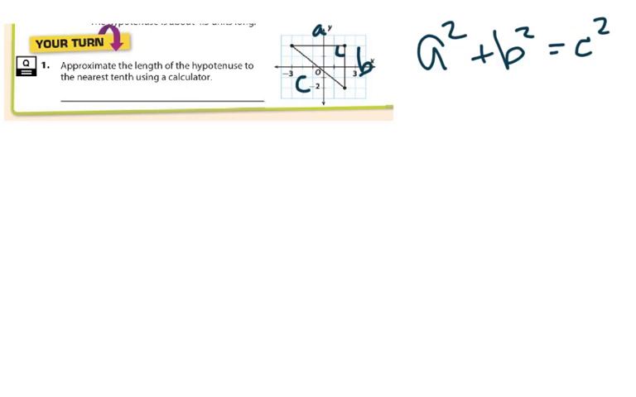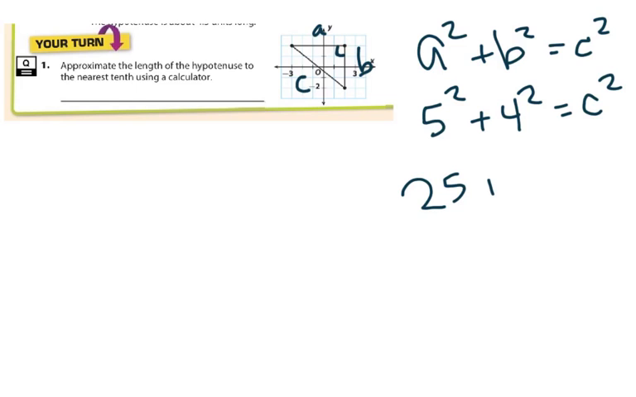So if I'm looking at the length of A, I'm counting 1, 2, 3, 4, 5 units. So it's going to be 5 squared plus, looking at B, going down 1, 2, 3, 4 units. And that equals my C squared. I'm not exactly sure what that is yet, so I'm going to calculate it now. 5 squared equals 25, and 4 squared equals 16. 25 plus 16 equals 41. That equals C squared, by the way.